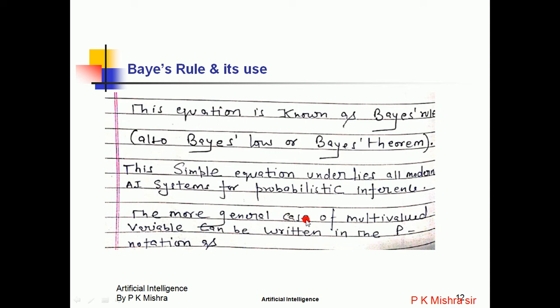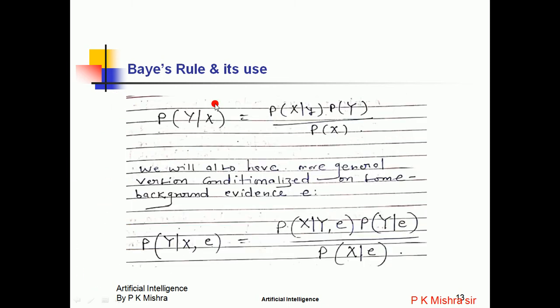The more general case of multi-valued variables can be written in the probability notation as: probability of y given x equals probability of x given y times probability of y upon probability of x. So this is the more general formula of Bayesian rule. Okay, this is the Bayesian equation.